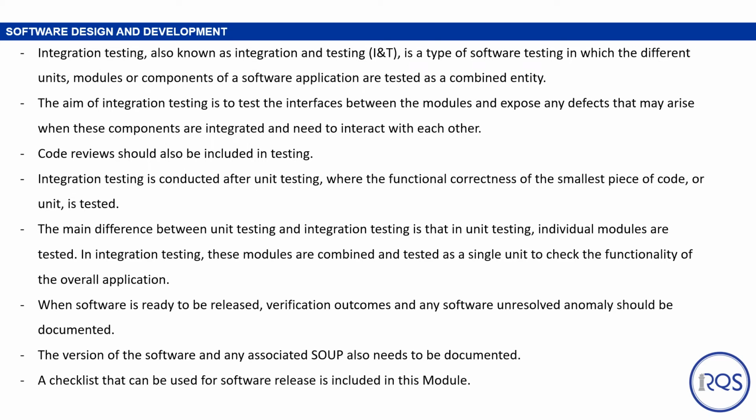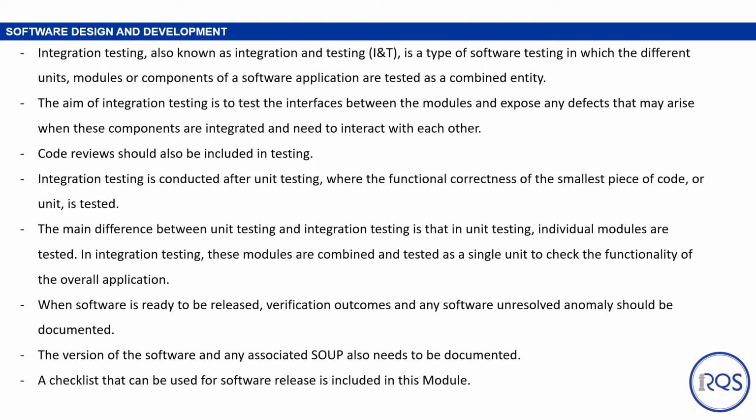Integration testing is conducted after unit testing. Unit testing is where the functional correctness of the smallest piece of code or unit is tested. Each unit can be logically isolated in the software, and the smaller the unit, the more granular insights unit testing can reveal. The main difference between unit testing and integration testing is that in unit testing, individual modules are tested. In integration testing, these modules are combined and tested as a single unit to check the functionality of the overall application.